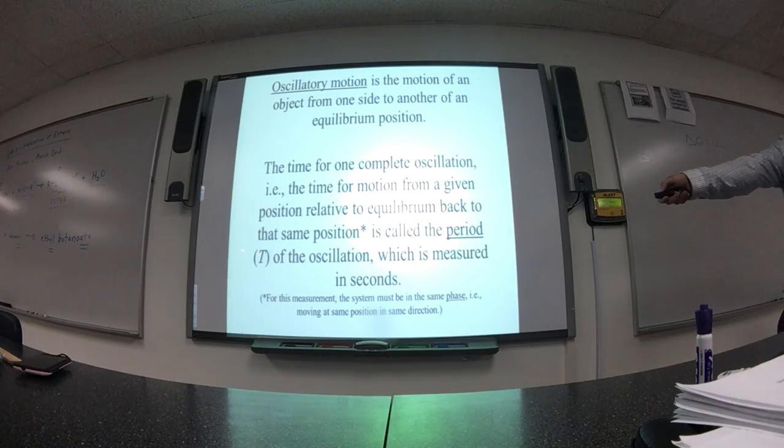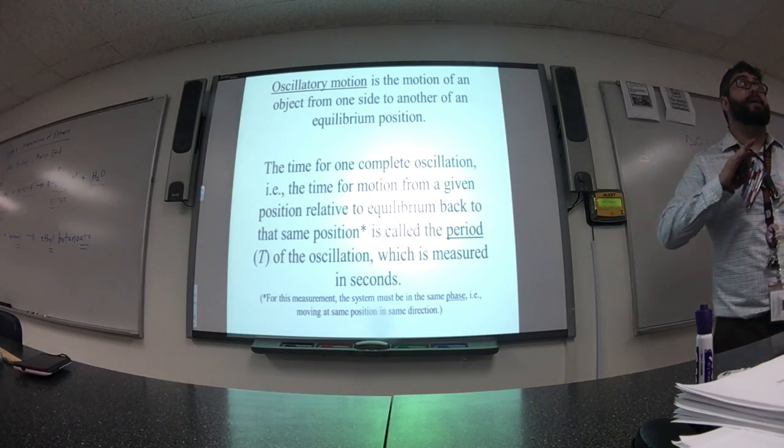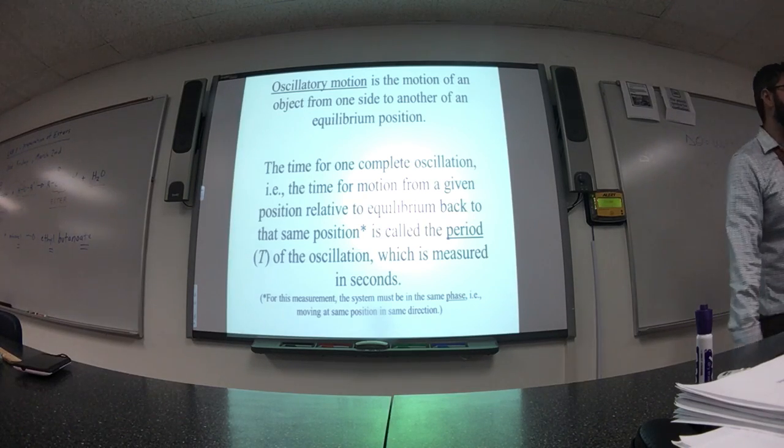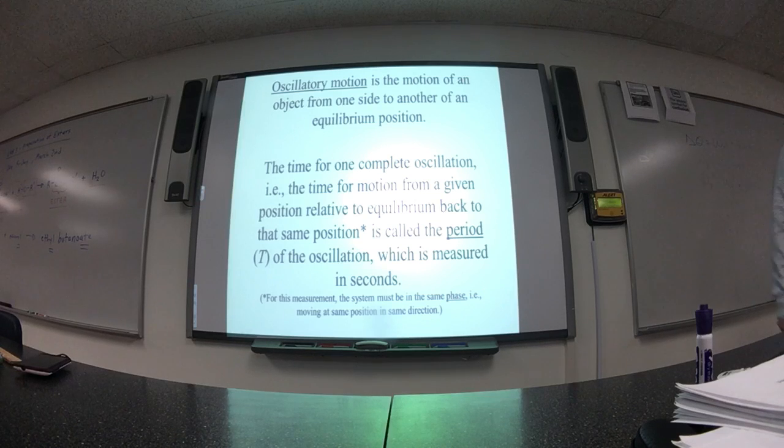It's capital T, and we measure that in seconds. Now, to be fair, it doesn't actually have to be from one extreme to the other. You could pick any random point in its motion, and as long as it goes from extreme to extreme and back to that point, that's still a period. It's totally fine, not a big deal. We'll look at this word, phase, in a second. The important part here is to know that oscillatory means motion that is cyclical, motion that cycles.